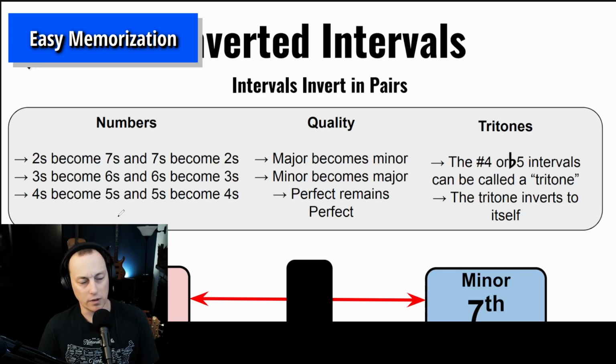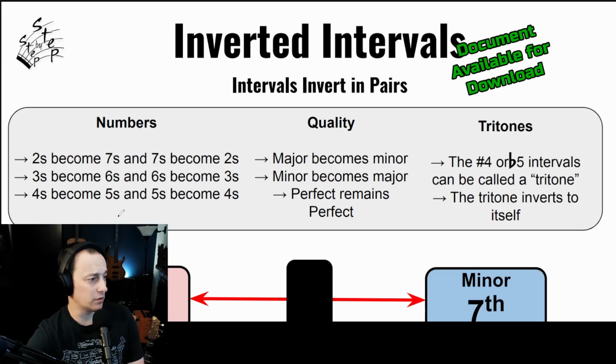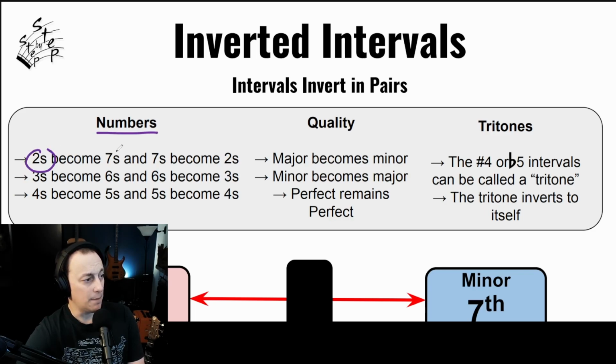These are my 3 rules for memorizing intervals. Just these 3 simple things. And really, it's all about the first 2. The third is sort of an exception. Numbers. If you invert a 2, it becomes a 7.